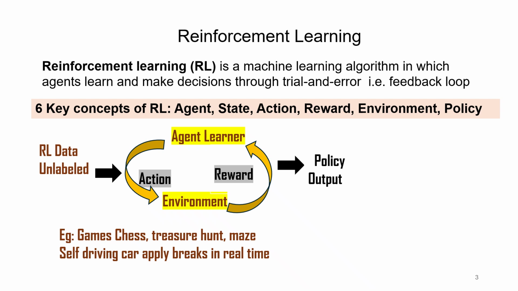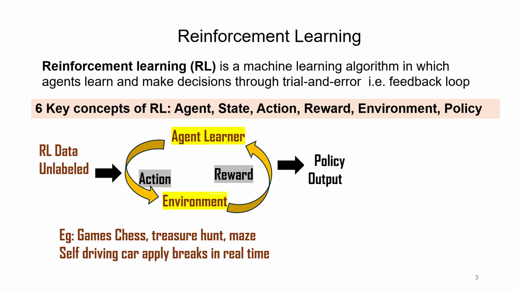Action is what the machine does in the environment based on observations. In the given situation, what choices can an RL agent have? In a self-driving car, if a road is blocked, what choices can an agent have? Wait till the roadblock is cleared or take a different route.